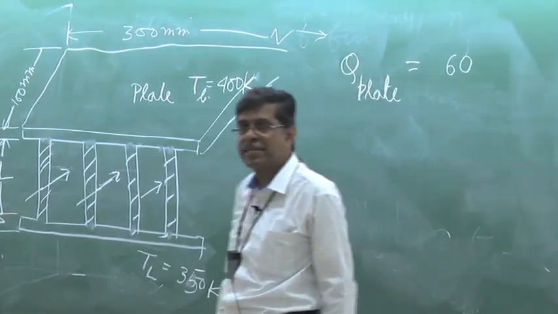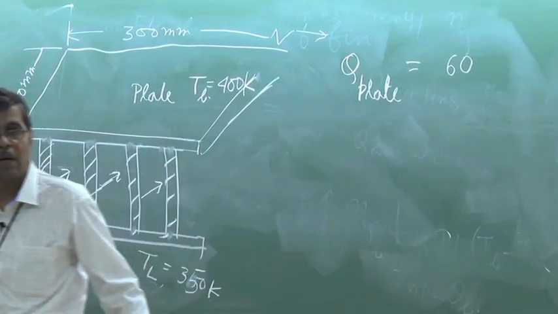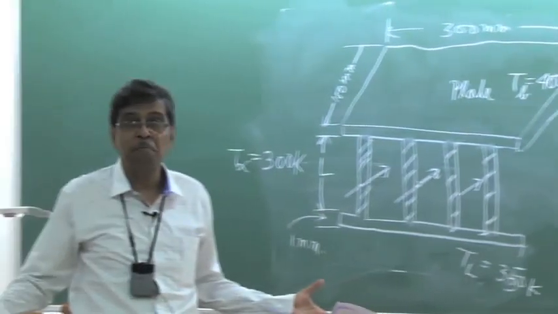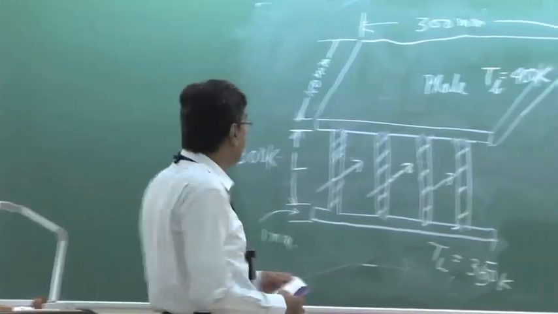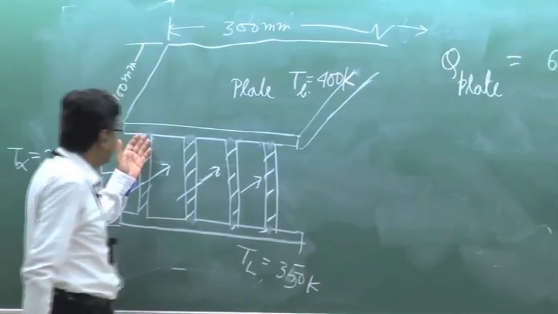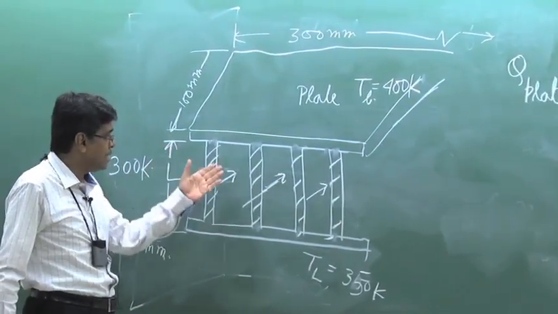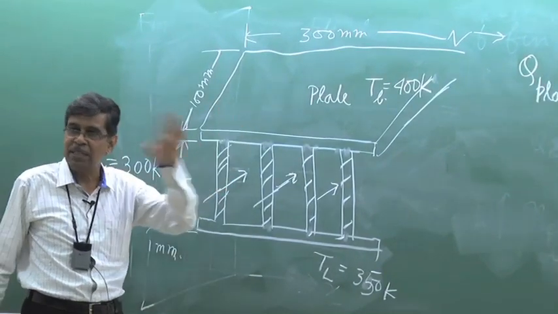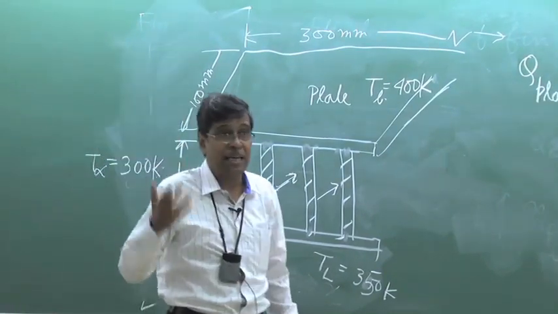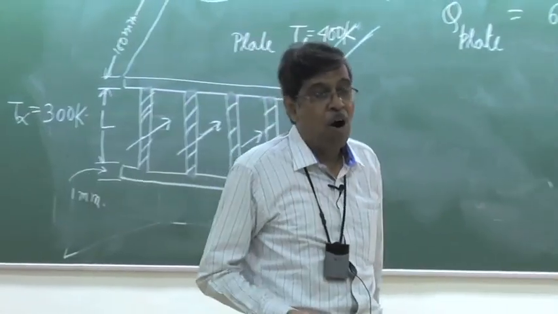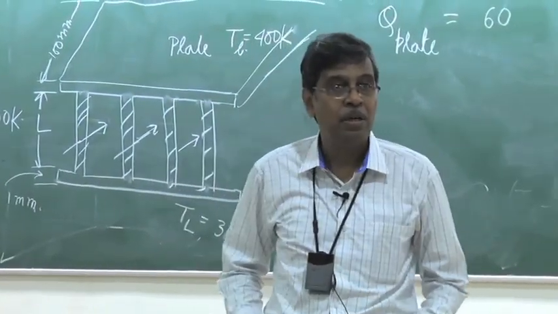Identical fins. 60 identical fins. Hey, if fin efficiency could have been given, I could have been the happiest man. Then we could have found that it is surface area times h times (T_B minus T infinity) times the efficiency. But it is not given. That means either I have to mug up that formula or I have to derive it.